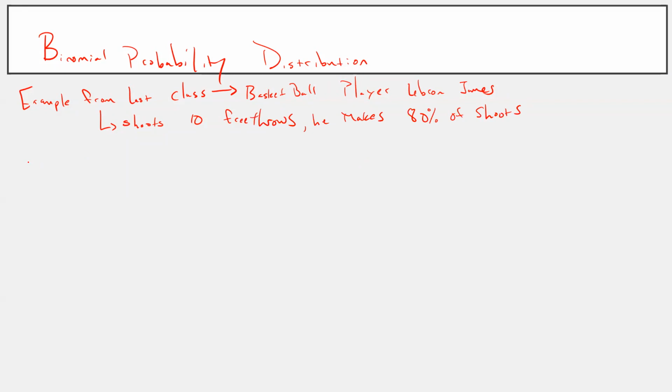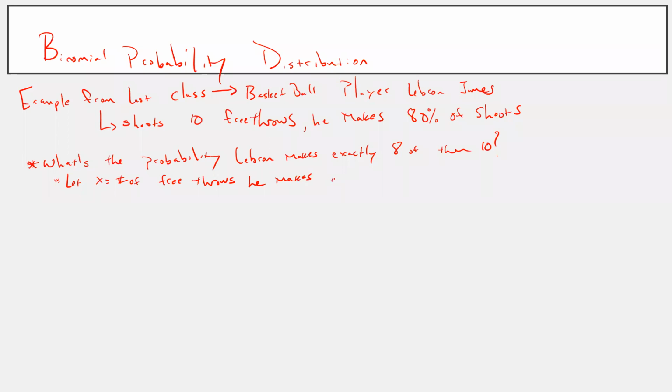So the first question was this: what's the probability LeBron makes exactly 8 of the 10? This is what we did last class. We don't know how many free throws LeBron James is going to make. We want to find the probability he makes exactly 8, but I don't know how many he's going to take. So I'm going to define this variable: let X be equal to the number of free throws he makes in 10 shots.